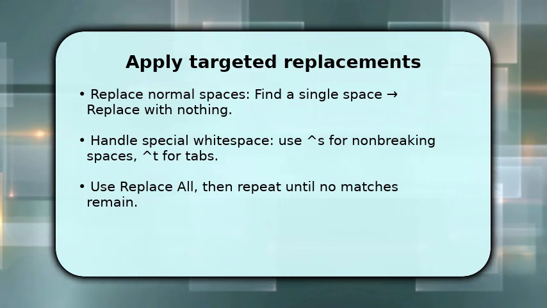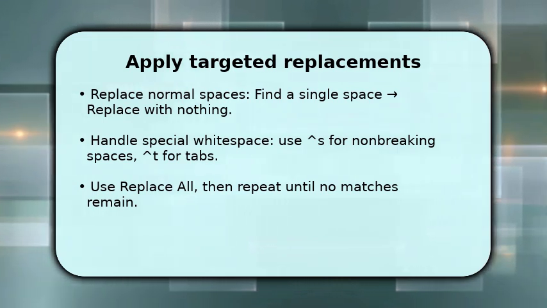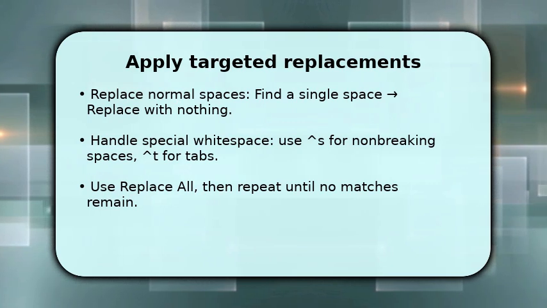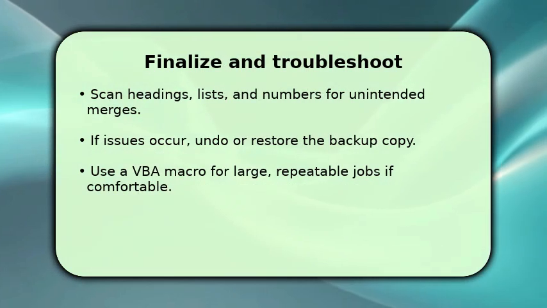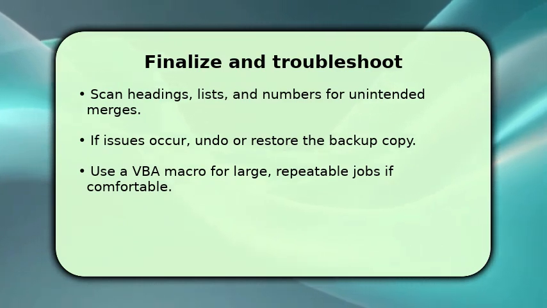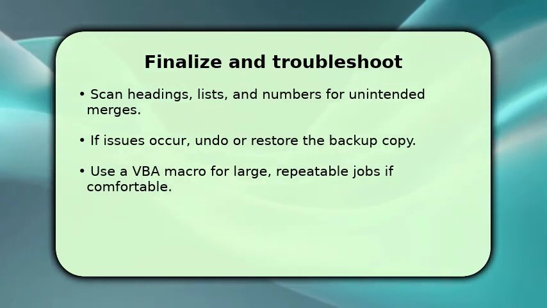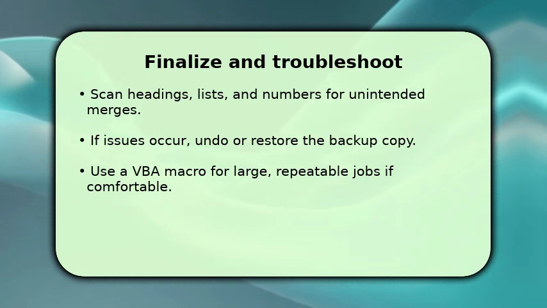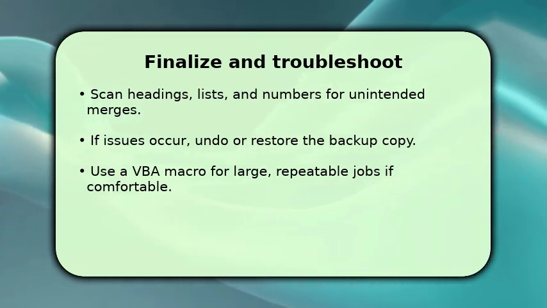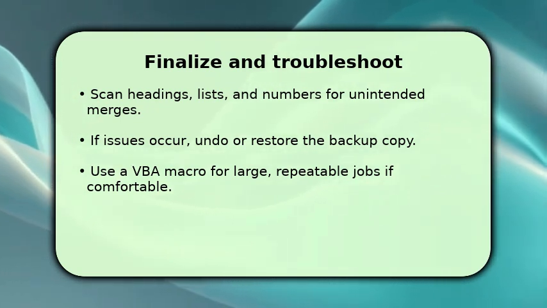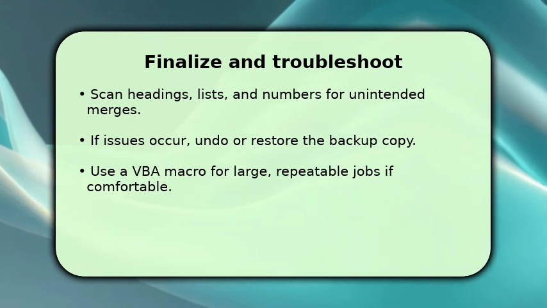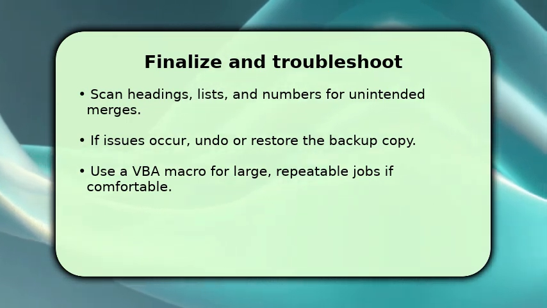Finish by scanning the document for places where words or numbers merged incorrectly. Pay attention to headings, lists, and tables. If something looks wrong, immediately press Ctrl+Z or restore your backup. For large or repeated tasks, use a simple VBA macro that removes spaces programmatically so you can test on a copy first. If Replace seems to miss certain white space, rerun a pass with ^s and ^t. One troubleshooting.